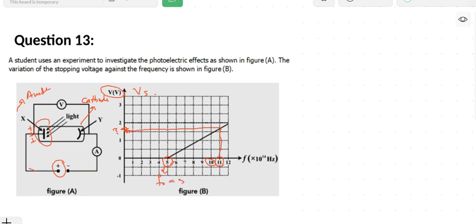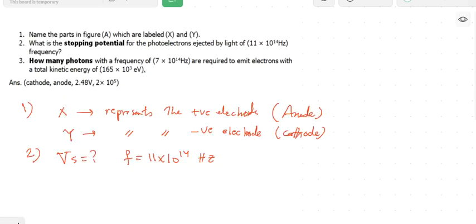It's equal to 5 times 10 exponent 14 hertz. Is it clear? So we have the frequency 11, so we can find the stopping potential using Einstein's equation. To get the stopping potential, I can't get it from the graph directly, so we can use Einstein's equation: e V stopping equals hf minus hf threshold, because he gave me the frequency and I know the threshold frequency.